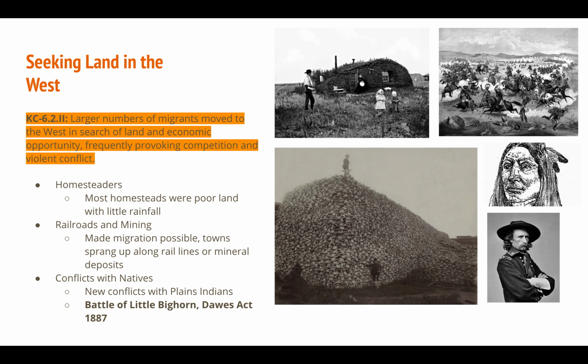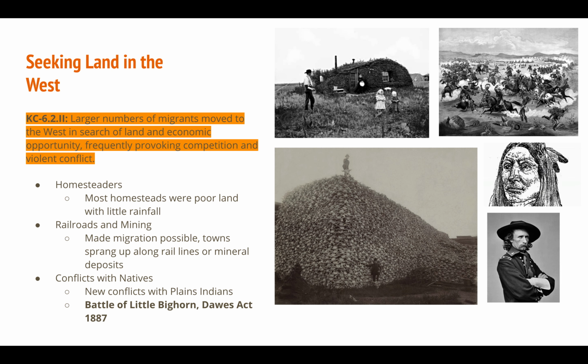And conflicts with natives. So now we have conflicts with Plains Indians, specifically the Sioux in the Northwest. And there are battles that the U.S. Army is fighting with leaders of the Sioux, like Crazy Horse and the Battle of Little Bighorn. George Custer, who had also been a Civil War veteran, is pursuing a Sioux band, and in his attack, he gets surrounded and ambushed by a band of warriors led by Crazy Horse.